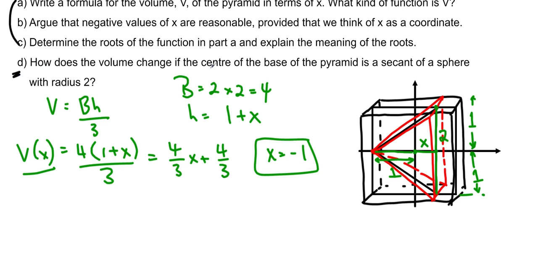Okay, the second part asks us a much more complicated question. How does the volume change if the center of the base of the pyramid is a secant of a sphere with radius 2? So instead of having a cube with side length 2, we've got a sphere, and that makes life much more difficult. Okay, so if you would like, you could pause the video.